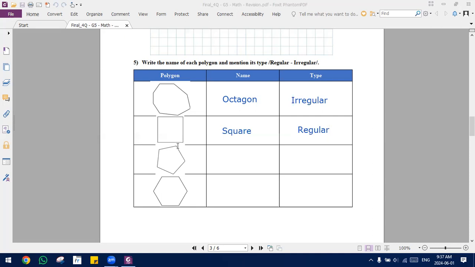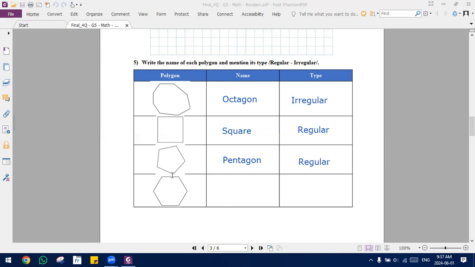Next one, 1, 2, 3, 4, and 5. It has 5 sides. So what do we call it? Pentagon. Pentagon has 5 sides. Check them. Are they equal? Yes, they are equal. So we write regular shape.